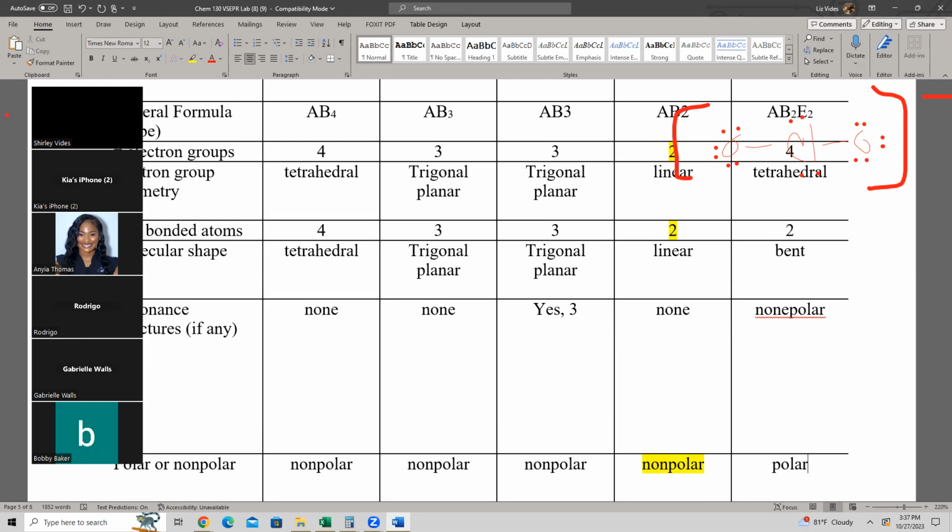Correct. Those two that I highlighted, that's why I highlighted them. I left them non-polar. No, polar down there. Okay, so that's the reason why. The reason is because these two numbers are not the same. So you have an electron group that is one number, and you have a bonded atom number that's different.